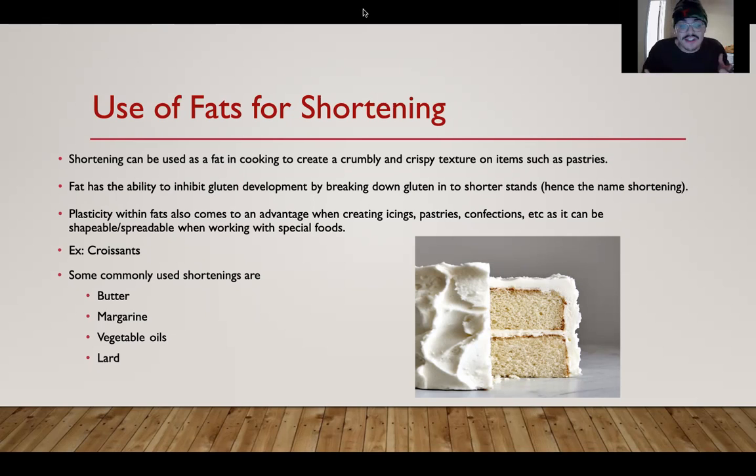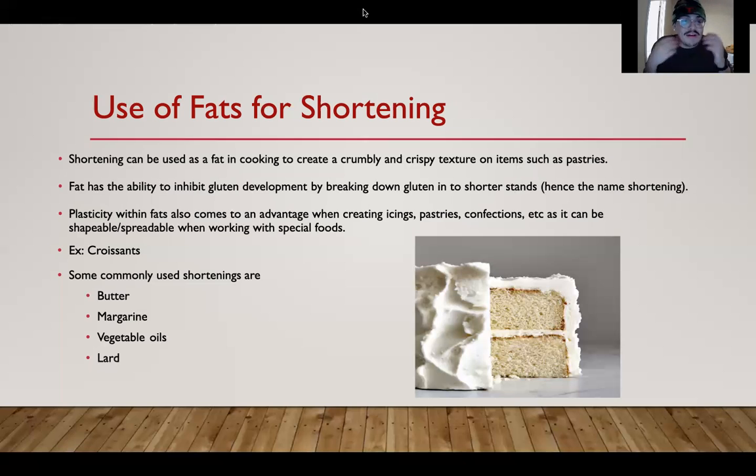So for example, we have croissants. This is an example of how fat is able to inhibit gluten development. When you're making croissant dough, you actually have to put a lot of butter in it. Whenever you're kneading the dough and creating layers in the dough, that butter is evenly separated. So it's basically just trying to get as much butter in there as possible and mixed into the dough.